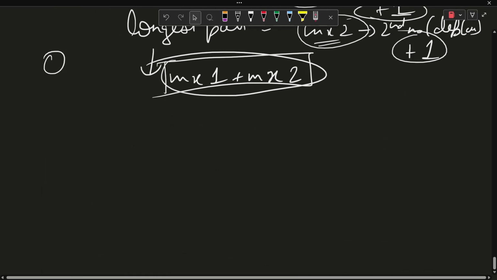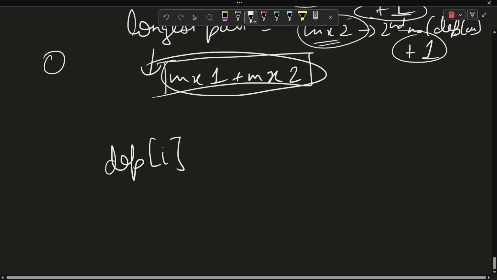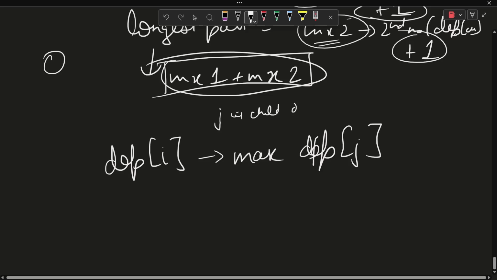So I can write the transition for my depth at any index i as the maximum of depth of j, where j is a child of i. The maximum among all the j of depth of j plus 1. So we'll go to every child, whatever the depth of that child is, plus 1. The max among all that would be the maximum depth of this ith node. Like this we can compute our depth for every node.